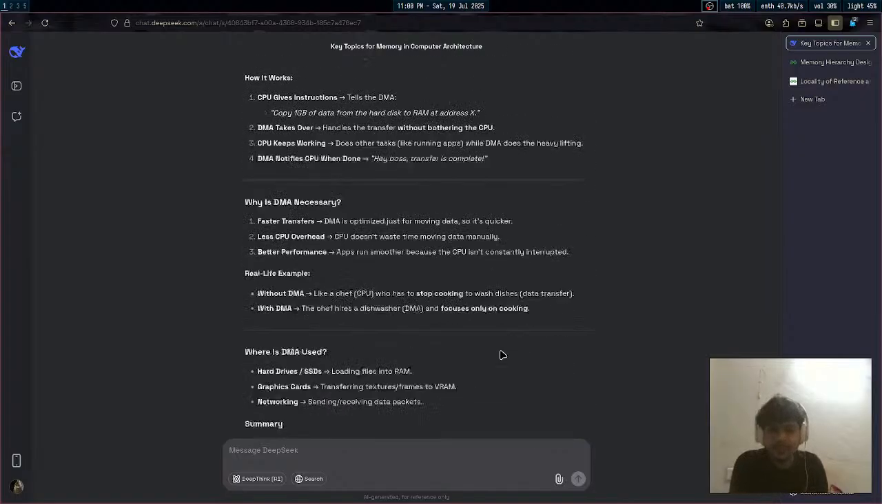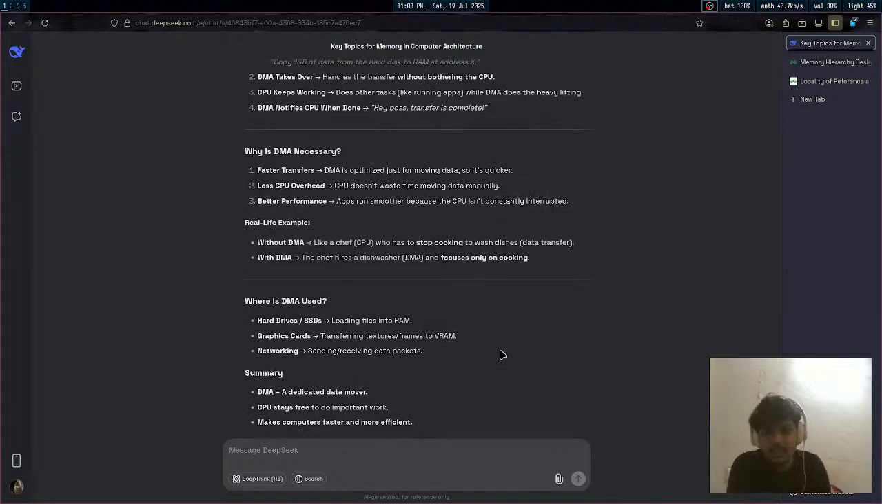So yeah, DMA is necessary for faster transfers, less CPU overhead, better performance, apps run smoother because CPU is not constantly interrupted, yeah.